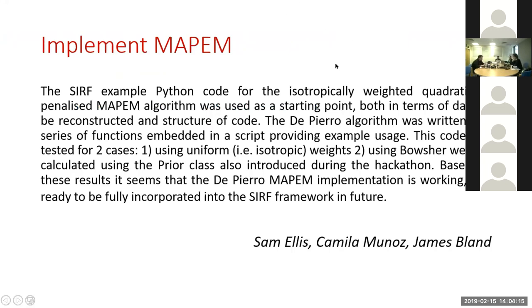Anyway, there was a modified De Pierro algorithm, which got implemented for two different cases, uniform weights and using Bowsher weights. If you've seen the abstract that went around, Sam finished implementing this after the hackathon and has created some nice images out of it, where he got the Bowsher weights from his T1 weighted image. They're at the end, so you've got that to look forward to.